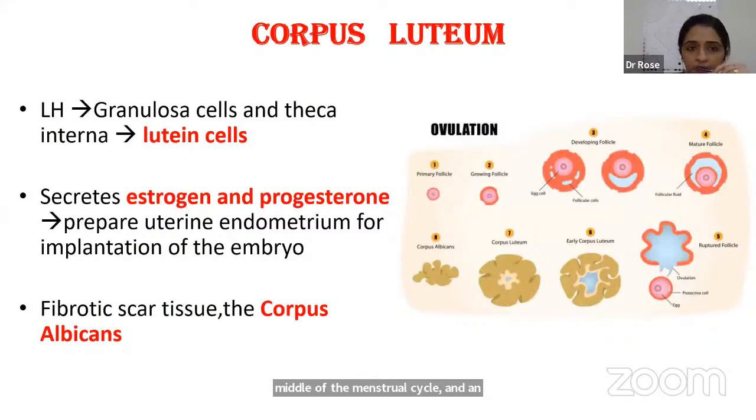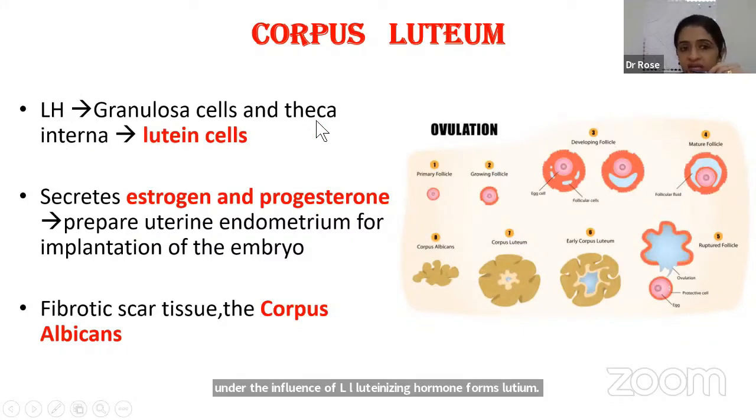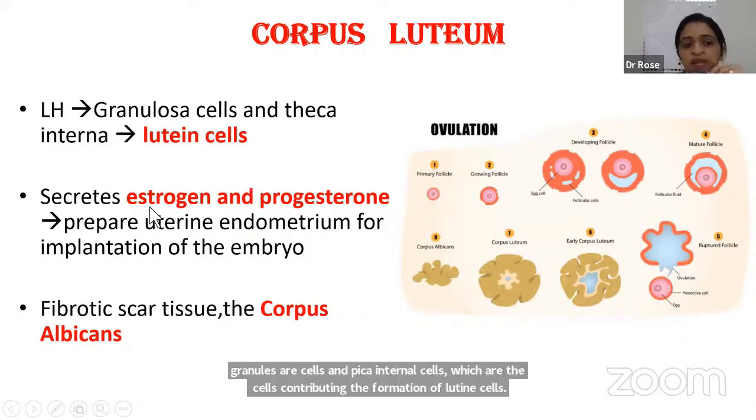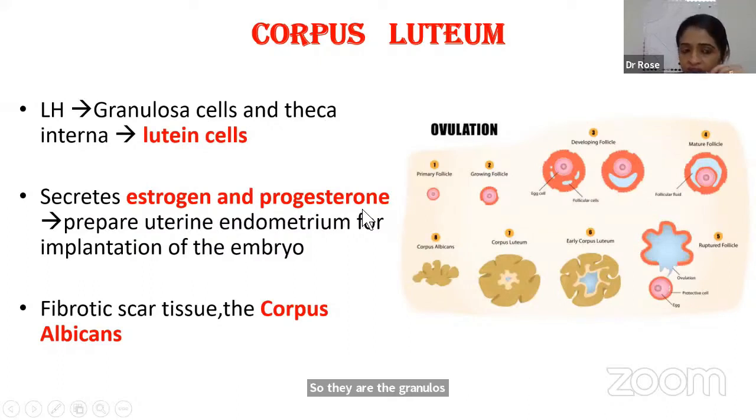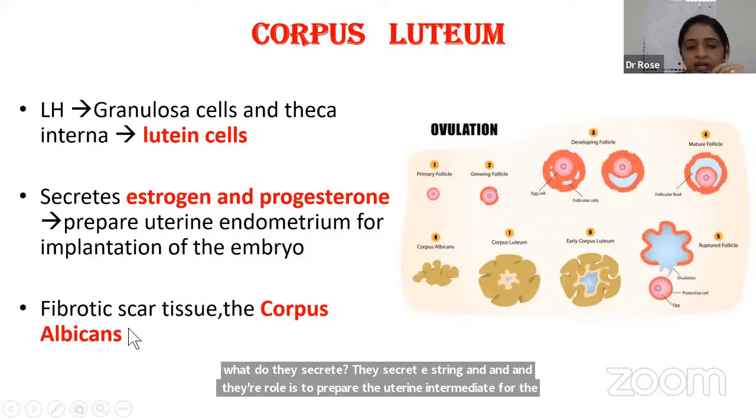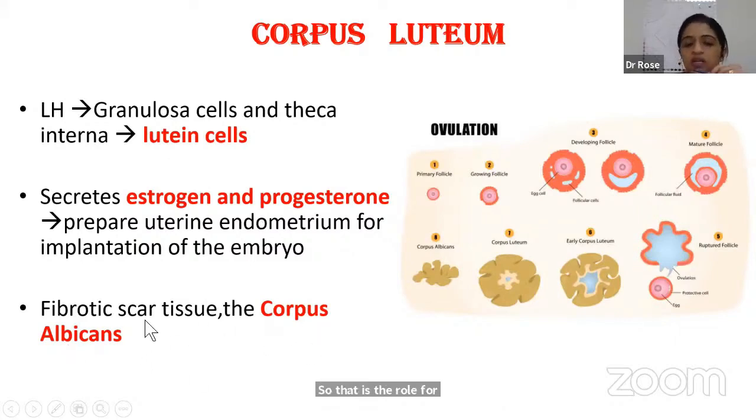Now something about corpus luteum. Corpus luteum is actually formed under the influence of LH. Luteinizing hormone forms luteum. So the granulosa cells and theca interna cells are the cells contributing to the formation of lutein cells. And what do they secrete? They secrete estrogen and progesterone, and their role is to prepare the uterine endometrium for the implantation of the embryo. So that is the role of the luteal cells. And after that, once their role is over, it will become a fibrotic scar known as corpus albicans.